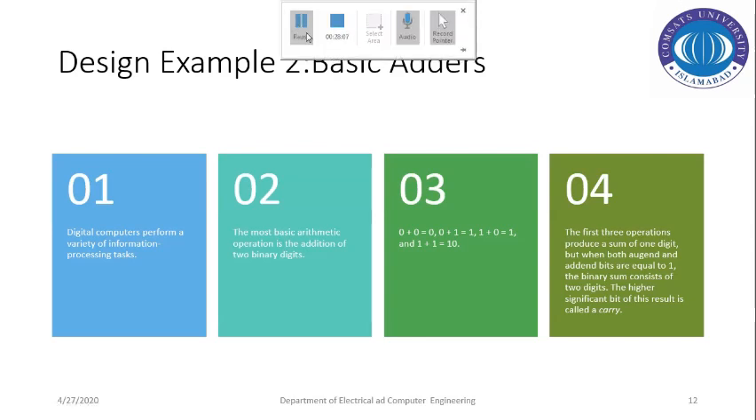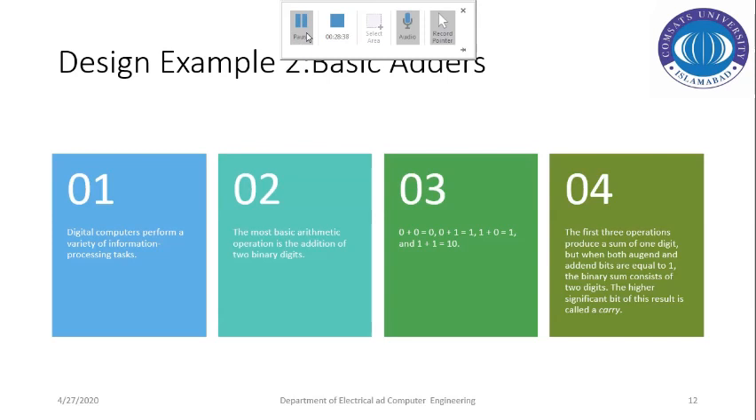Now coming to our second design example, the implementation of basic adders in our computer systems. Computer systems perform a variety of information processing tasks, and those tasks utilize arithmetic operations, the basic operations related to addition, subtraction, multiplication and division, which are frequently carried out in any information processing task.